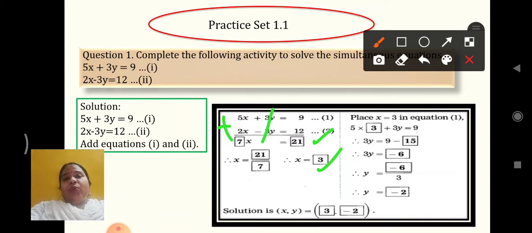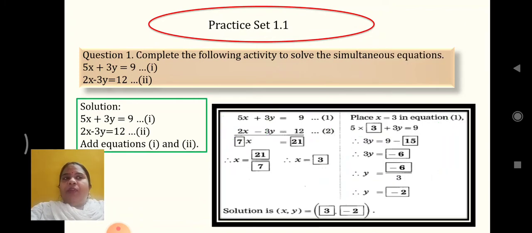Then what we used to do? We used to substitute this in any of the equations, not particularly one, any of the equations. Since the activity is given, we have to substitute in 1. After substituting, we get y as minus 2. Okay, so the solution of this simultaneous equation, x comma y, is nothing but 3 comma minus 2. Now this type of sums we have already learned. This we have just revised once. Please make a note of all these things. We move to the next question now.